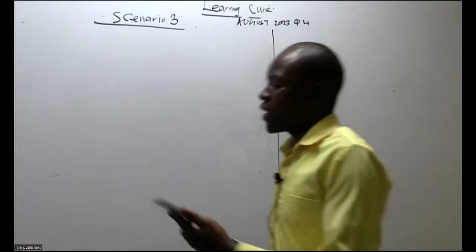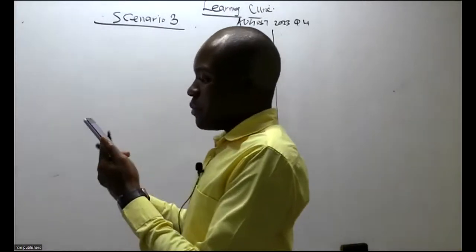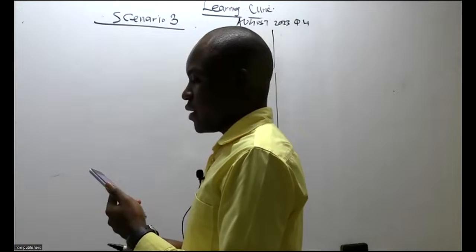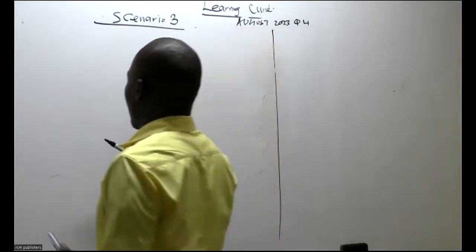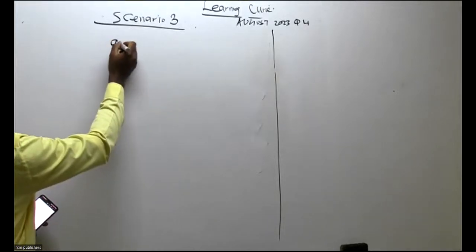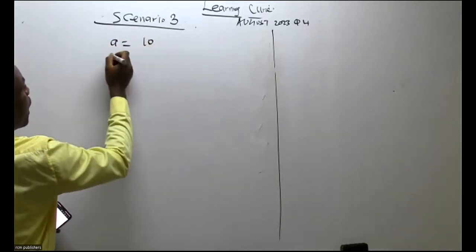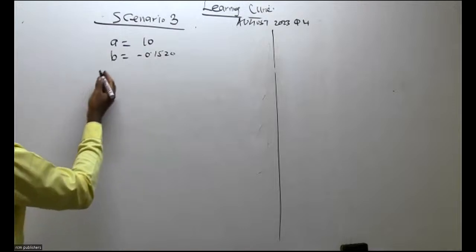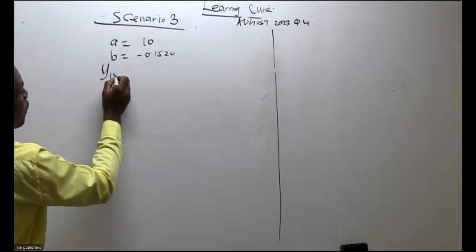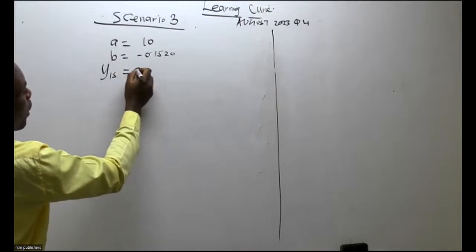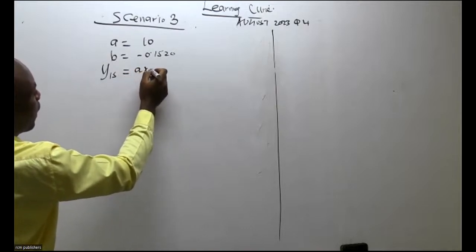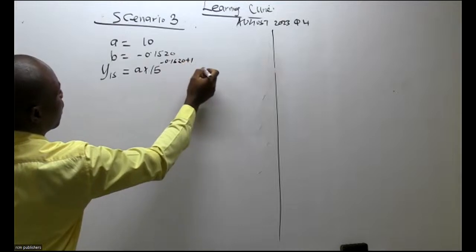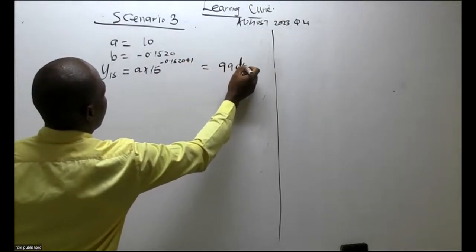So let's come to scenario number 3. What are they doing? To assemble and deliver 13 buses without overtime and deliver 2 buses later. Sasa hapa kuna overtime. They want to deliver 13 buses. Our A is equal to 10. Our B is equal to negative 0.1520. Then our Y at 15 is equal to A times X, which is 15, raised to power negative 0.1520 plus 1. This one was giving us 99 days. I believe you can remember.